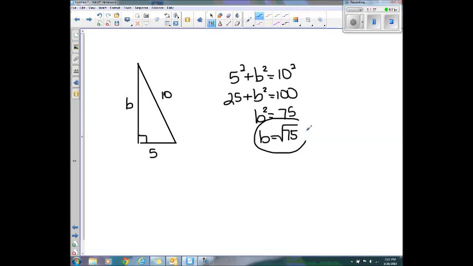Now we didn't talk about simplifying radicals in here, and I'm not going to go into the details of that right now, so I'm good with you just leaving it as the square root of 75. But this should be good enough to get you through to the end of section 10.2.